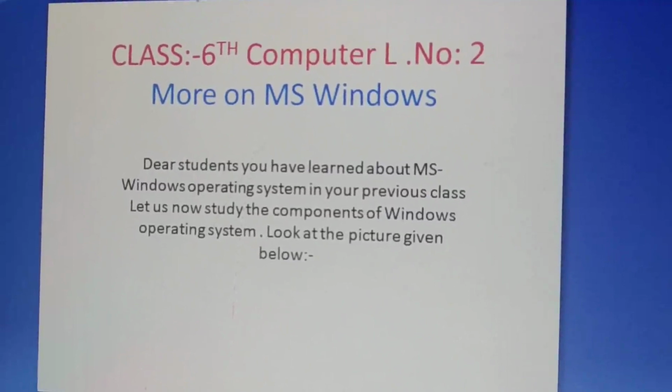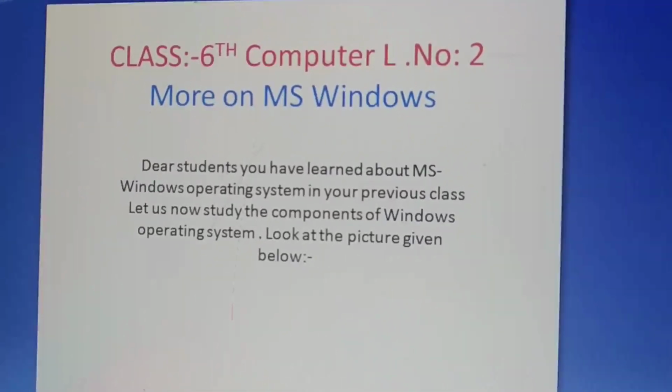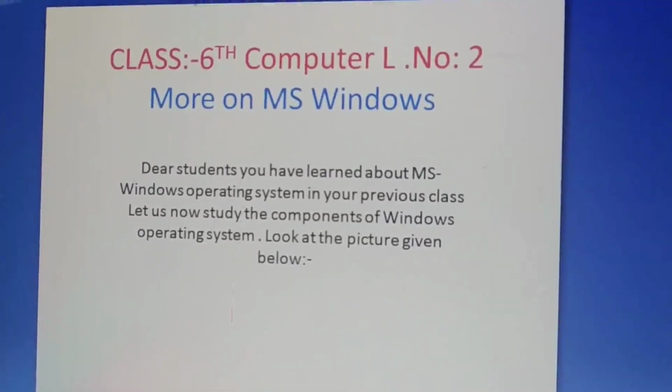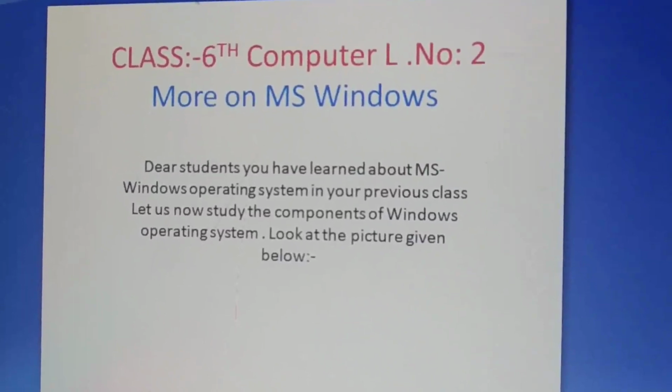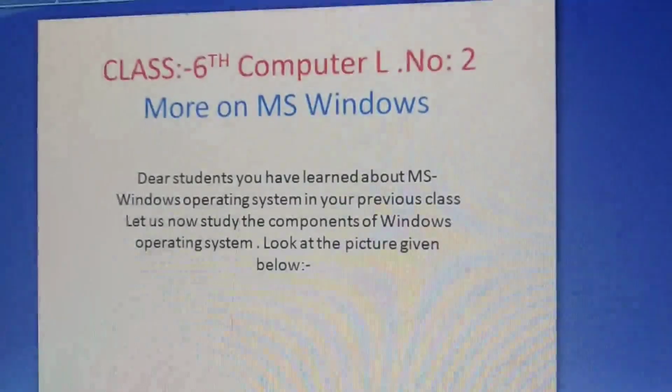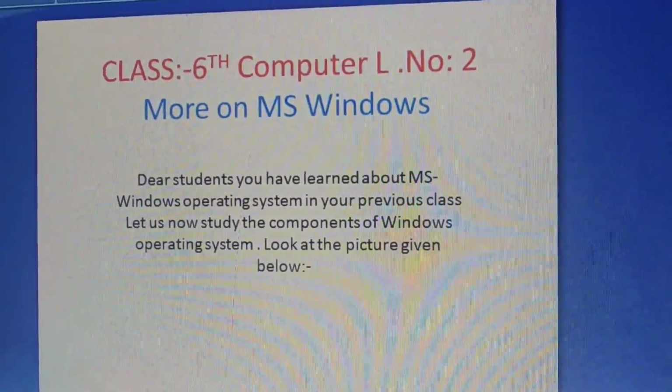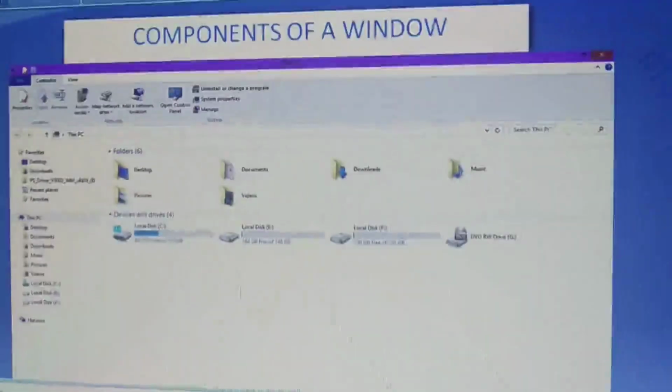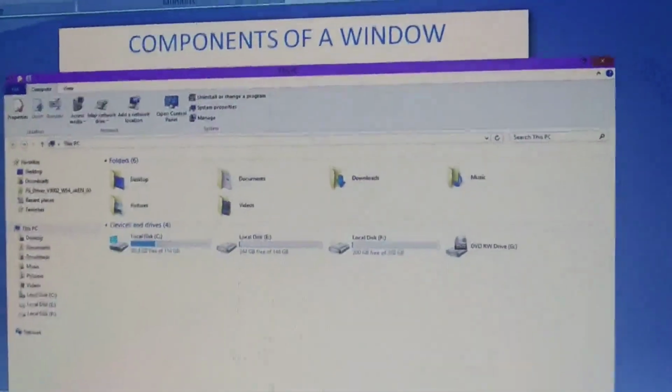Now how will I explain it to you? First of all, I will show you the window and its structure. By structure I mean different components, that means buttons, bars and other things of a window. Now you are looking at the picture.